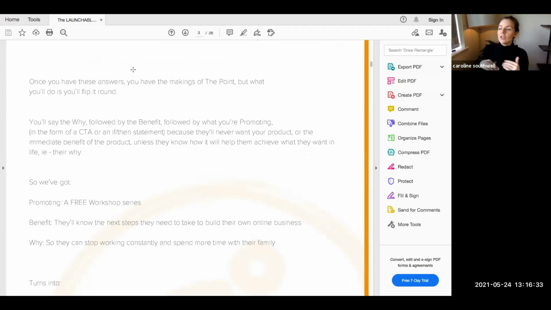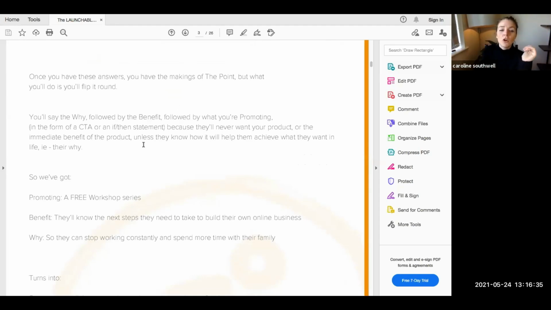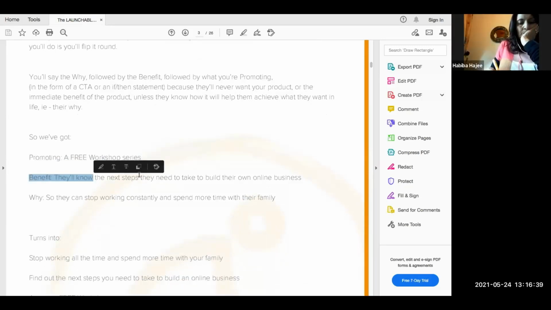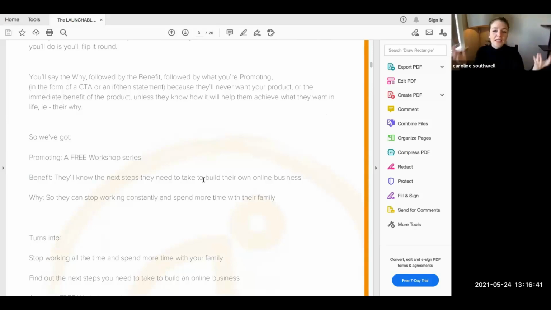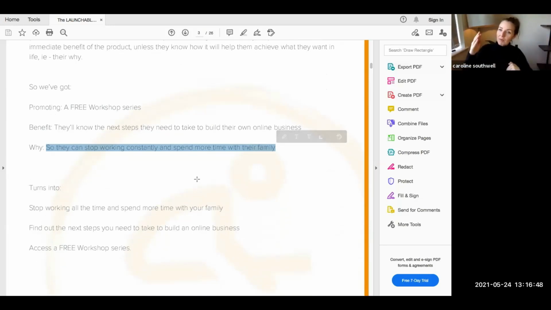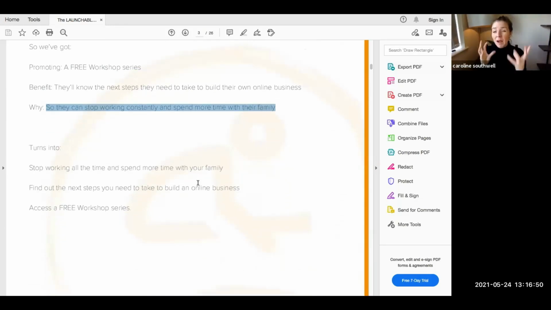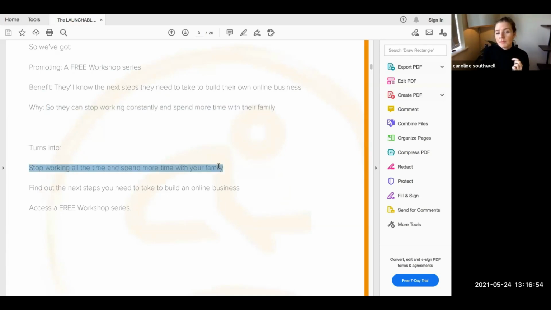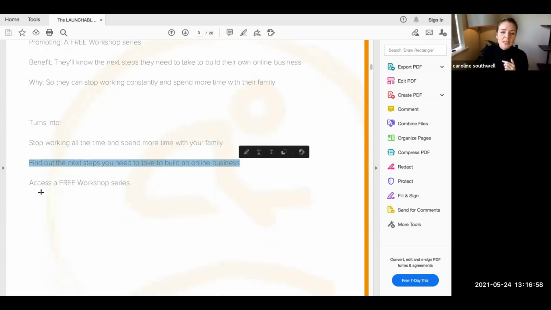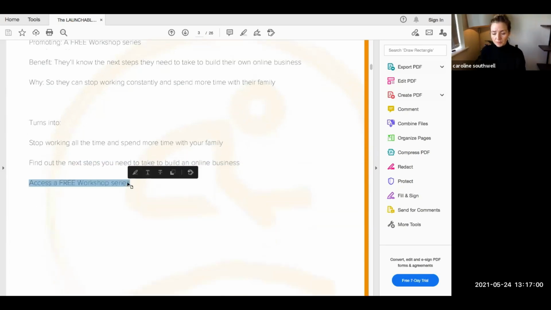So the first thing is you've got promoting a free workshop. That's what the physical thing is. The benefit is that they'll know the next steps that they need to take to build their online business, for example. Why? So they can stop working constantly and spend more time with their family. And you'll flip that round. So you've got your basic plan. Your phase 1 plan is: stop working all the time and spend more time with your family. Find out the next steps you need to take to build an online business, access the free workshop.